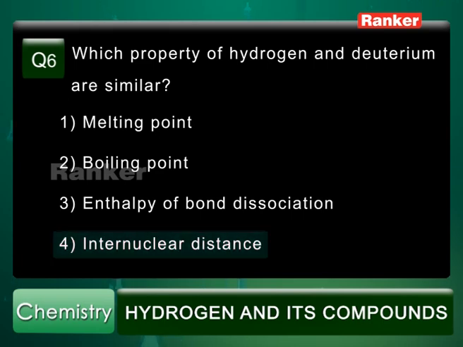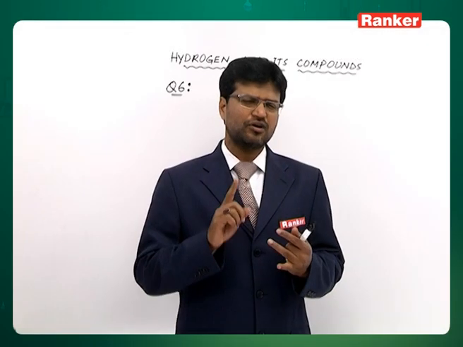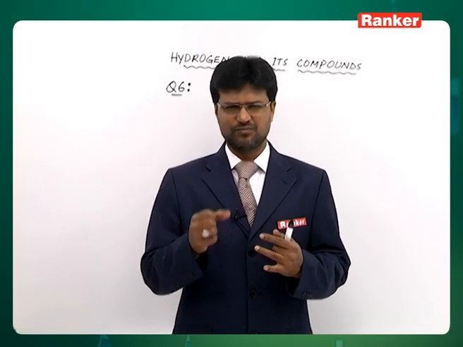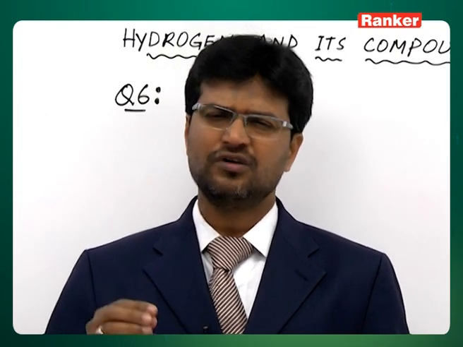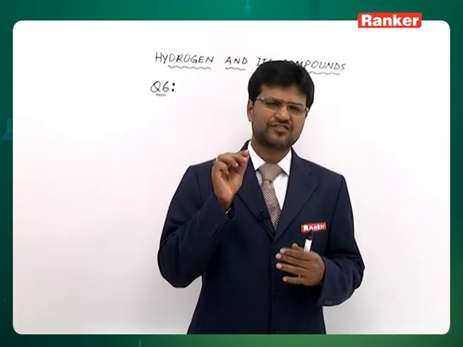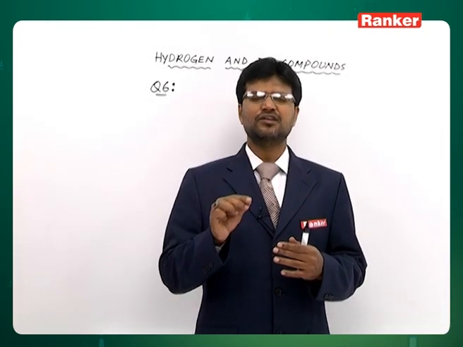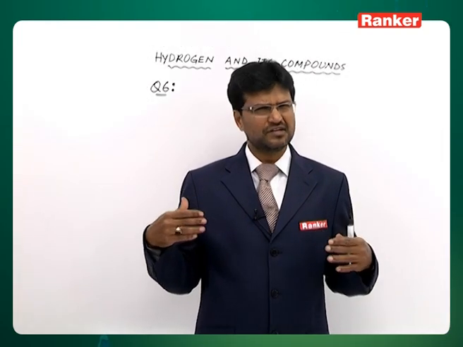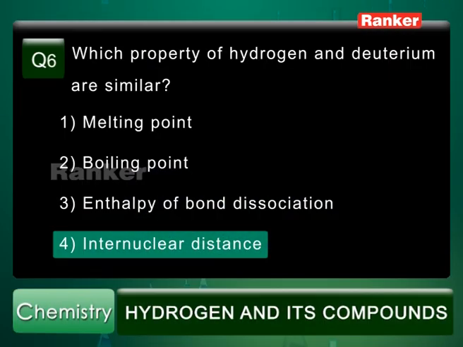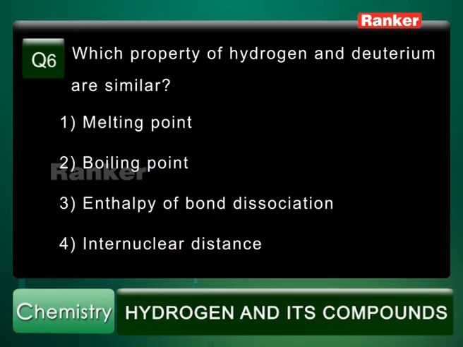Whereas isotopes differ in their physical properties. Melting point, boiling point, enthalpy of dissociation, that is bond dissociation energy, are physical properties. They are different for these two isotopes. They have same internuclear distance. Internuclear distance is also called as bond length. So the correct answer is fourth option.